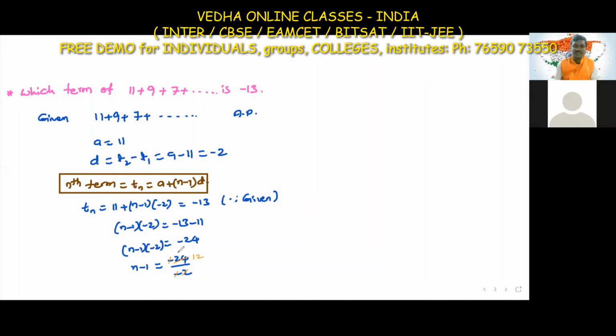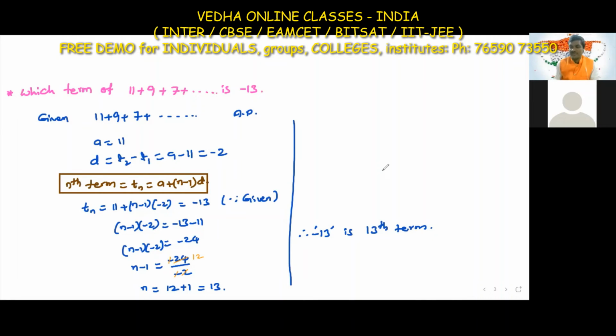We already have 12 on the right side; take this minus 1 to the right side, plus 1, so n is equal to 13. This is the 13th term. What is the final answer? Therefore, minus 13 is the 13th term. This is the final answer for the question: which term of 11 plus 9 plus 7 and so on is minus 13?